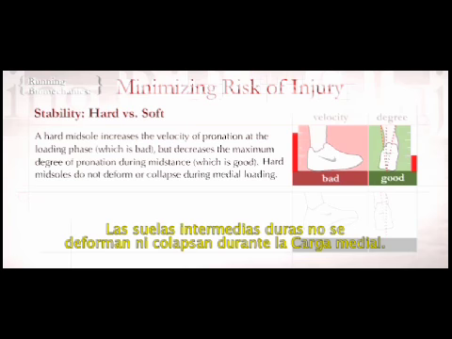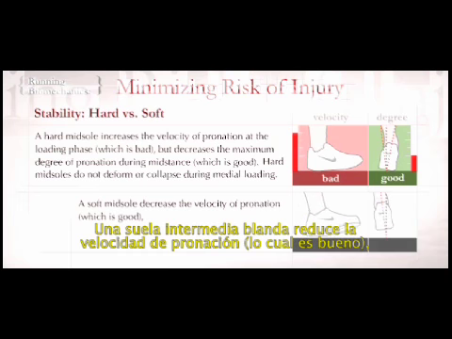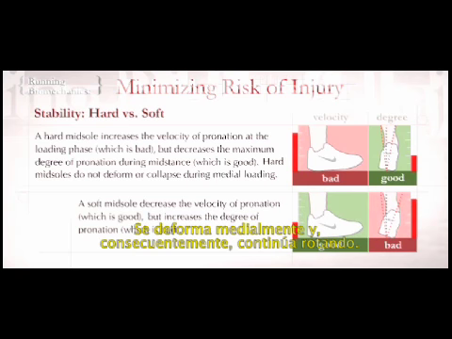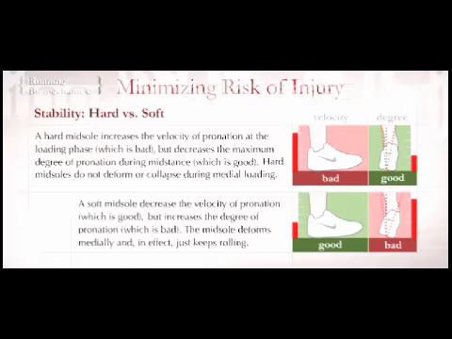Hard midsoles do not deform or collapse during medial loading. A soft midsole decreases the velocity of pronation, which is good, but increases the degree of pronation, which is bad. The midsole deforms medially and, in effect, just keeps rolling.